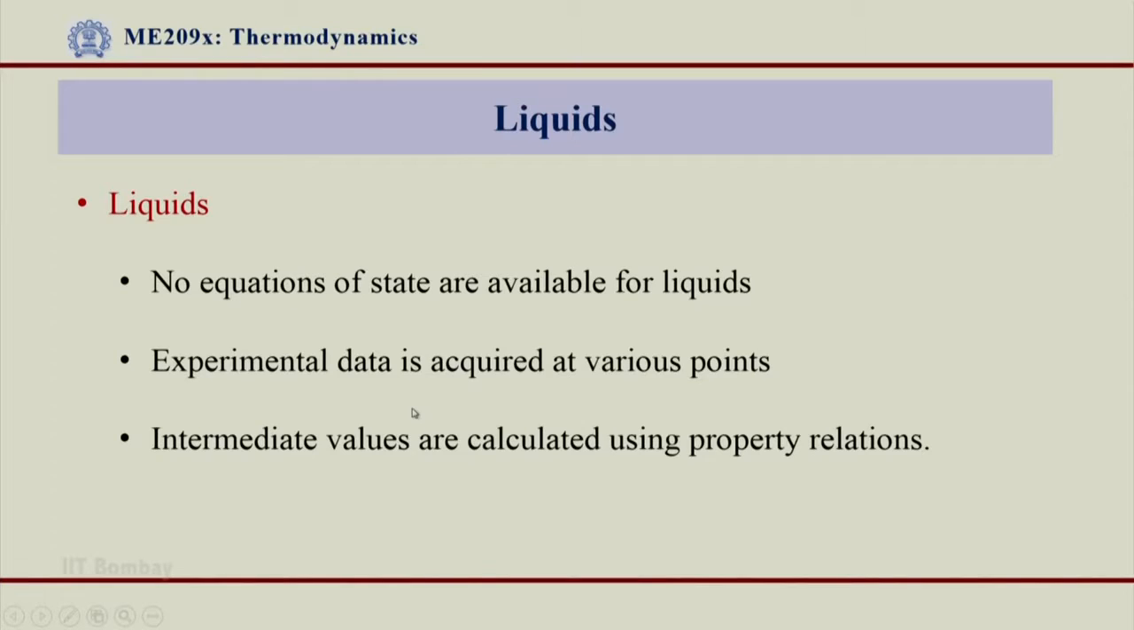More experiments I do, I can get more data, but I cannot do experiments at all the points. So, the important difference between gases and liquids is that for liquids I have to conduct a lot of experiments in order to get more realistic data, while for gases I need not do experiments, I have equations of state.